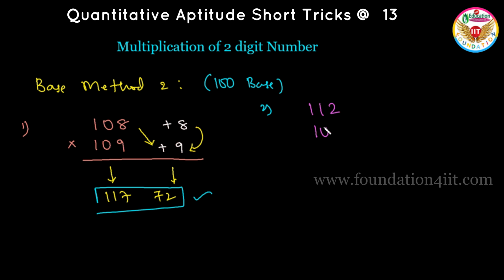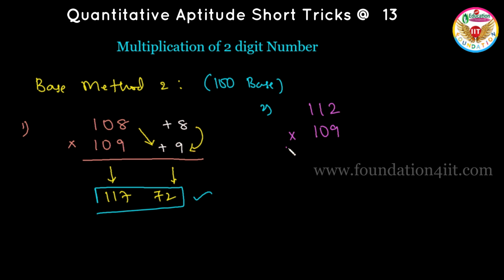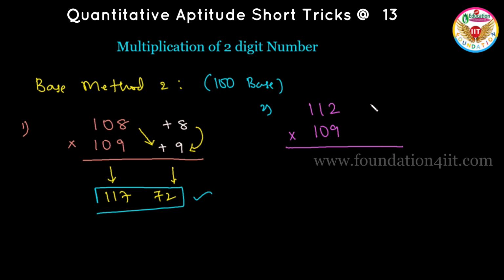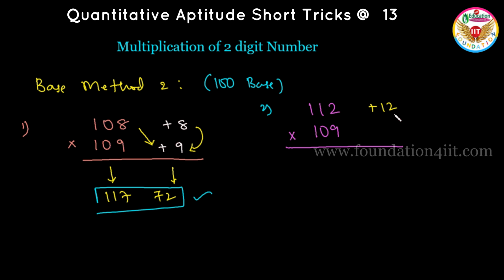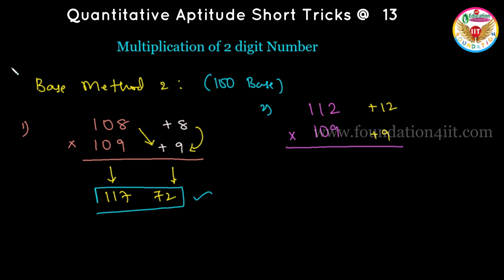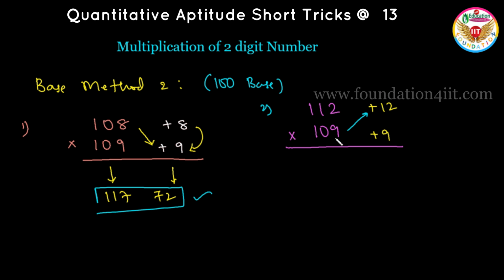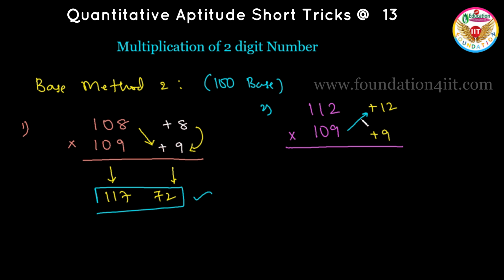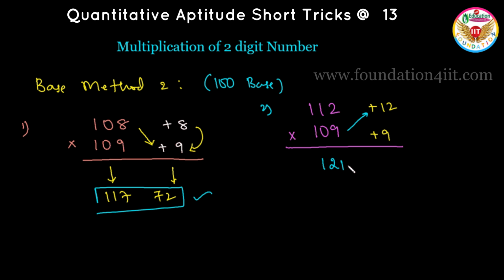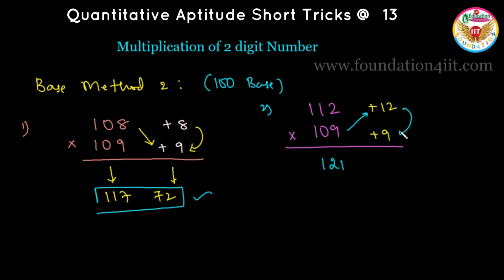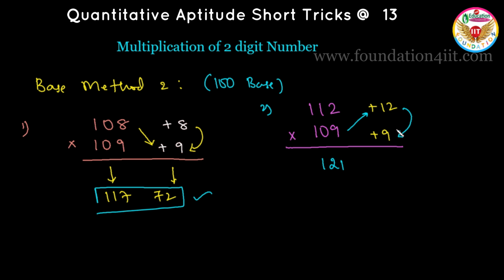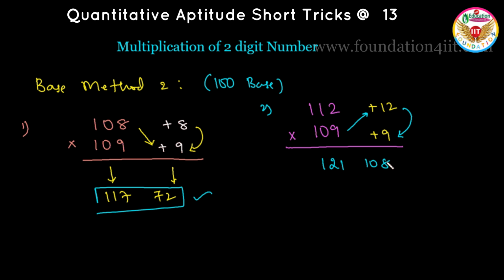112 multiplied with 109. If you want to multiply this, the first step is to write that 112 is 12 more than 100 and this is 9 more than 100. The next step is addition: 109 plus 12 or 112 plus 9, you'll get the same. 109 plus 12 is 121. You write this. Next you multiply these both: 12 times 9, 12 nines are 108.